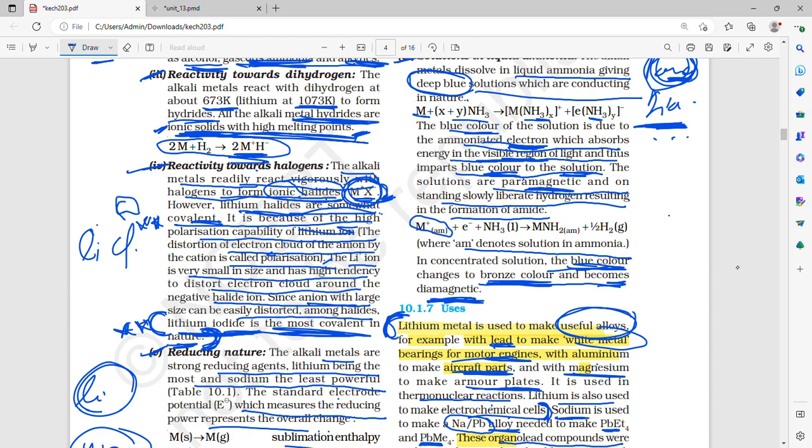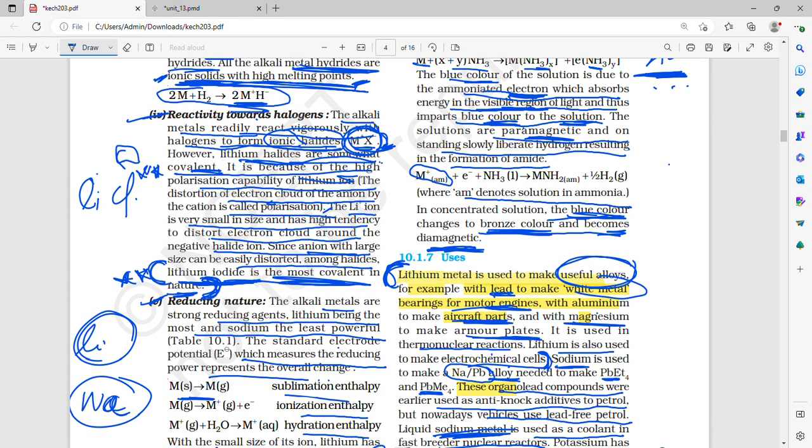They are all ionic solids, and they all have very high melting points. Hydrides, all the alkali metal hydrides have a high melting point.